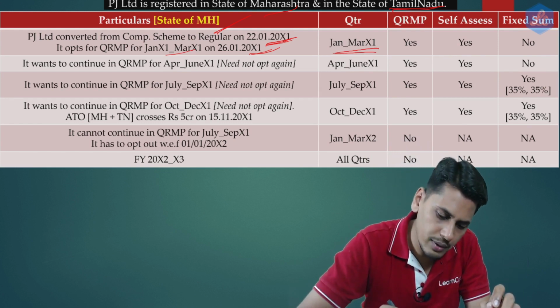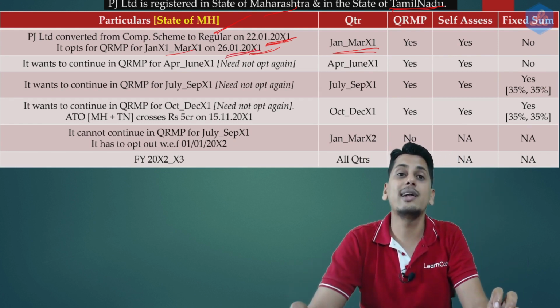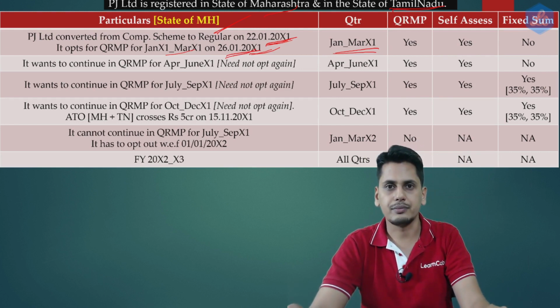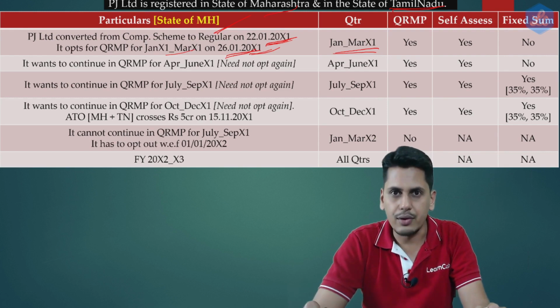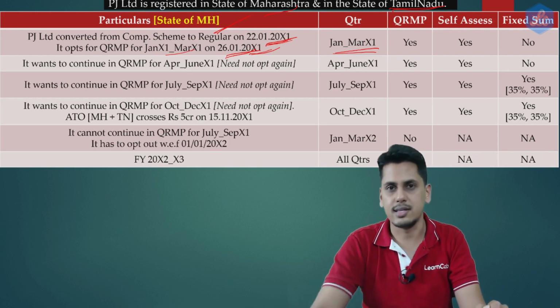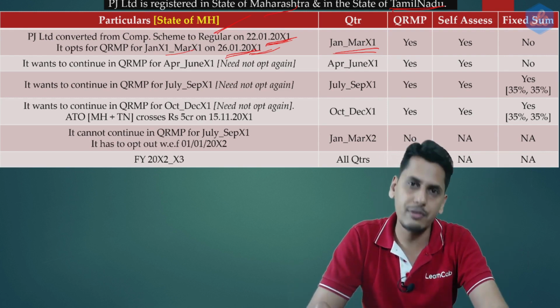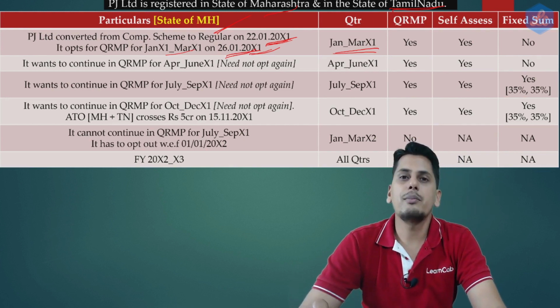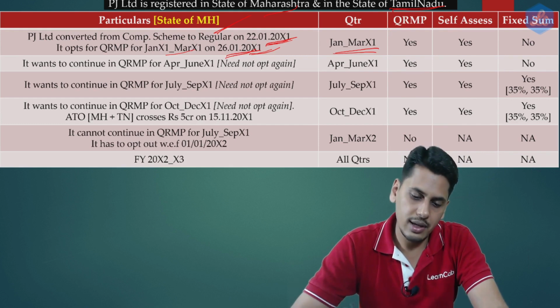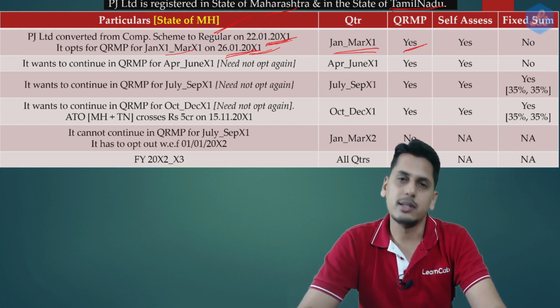When does he want to opt? He wants to opt on 26th of January. Is it possible? The answer is yes. Because the window is available till 31st of January, he wants to opt for QRMP scheme on 26th of January. Opting QRMP scheme is possible.